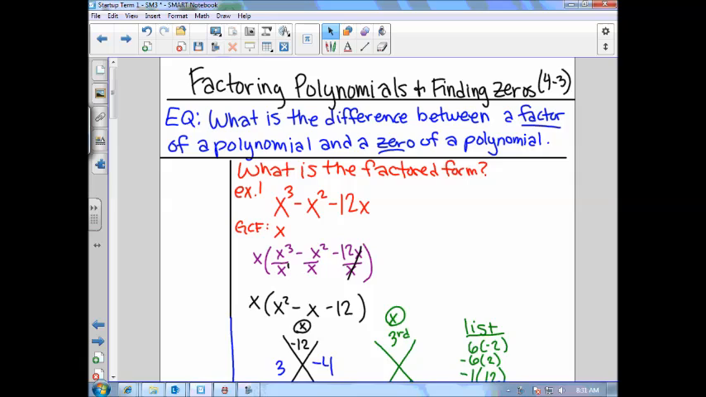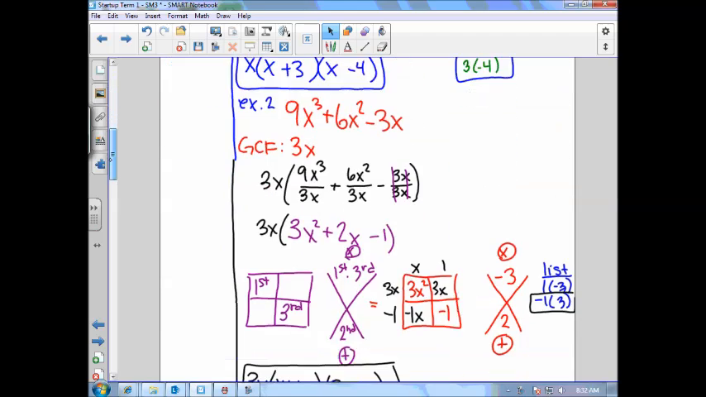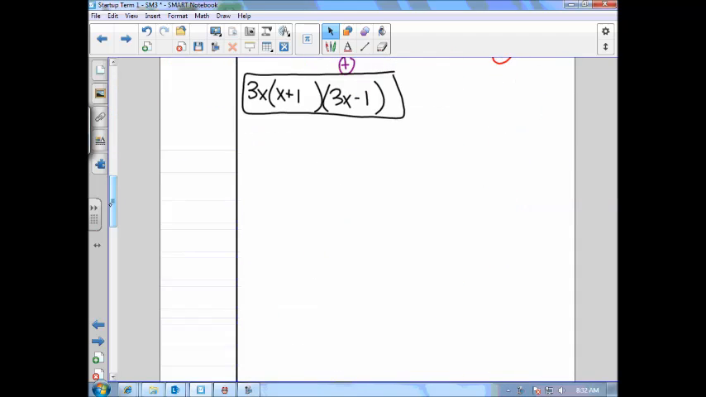Okay, so last time we started our notes on factoring polynomials and finding zeros, and we just reviewed factoring, which you actually learned last year, because you really have to know that in order to continue with finding zeros. So, we've done 2 examples, I believe. Yep, 1 and 2 examples on factoring.